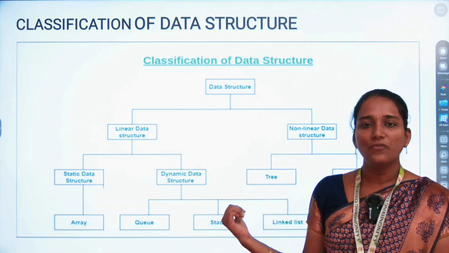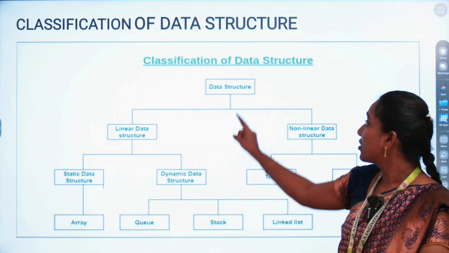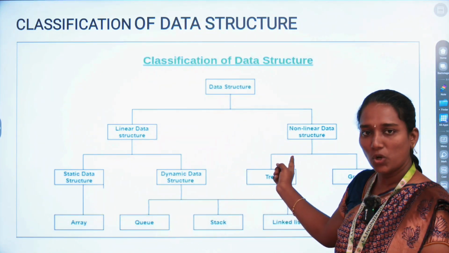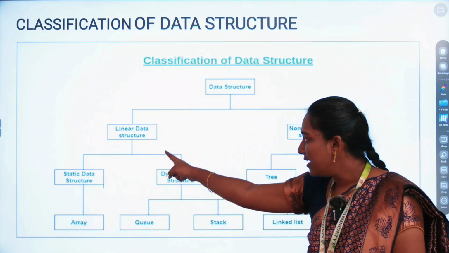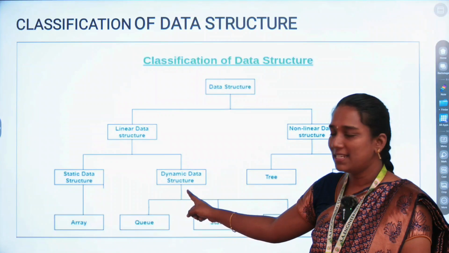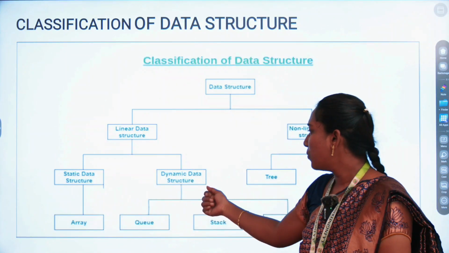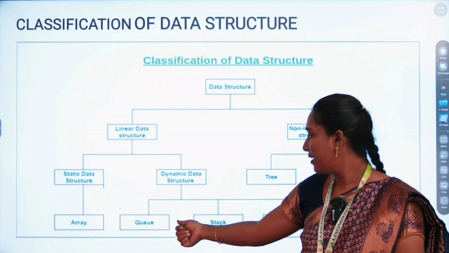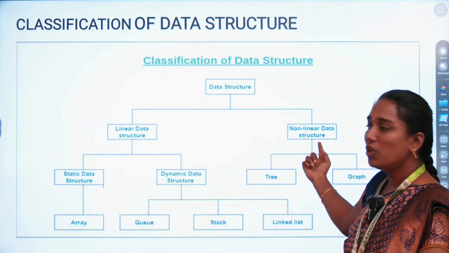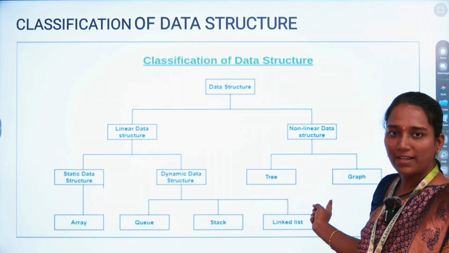Next is the classification of data structure. So what is the classification of data structure? A data structure is divided into two types. One is linear and another one is non-linear data structure. Linear data structure is divided into two: one is static and another one is dynamic. The static is divided into an array. And next one is dynamic data structure. A dynamic data structure consists of queue, stack and linked list. Next is non-linear. Non-linear is divided into two types: one is tree and another one is graph.